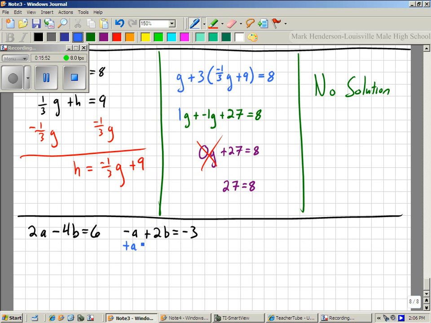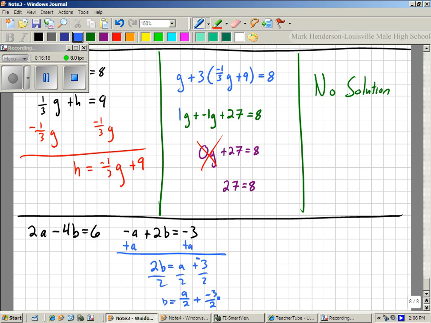I'm going to add a to both sides. Have 2b equals a plus 3. Yeah, thank you, minus 3. Well, I'll just do it plus negative. It's going to be easier in the long run anyway. Then I'm going to divide by 2. And I get that b equals a over 2 plus negative 3 halves.